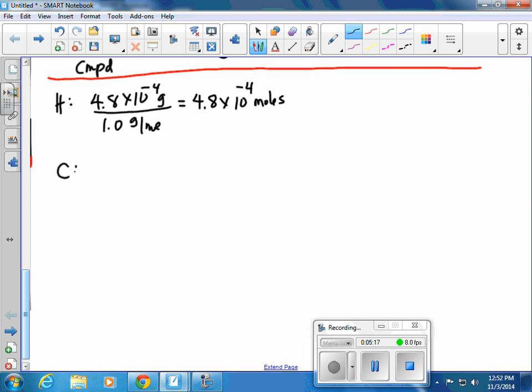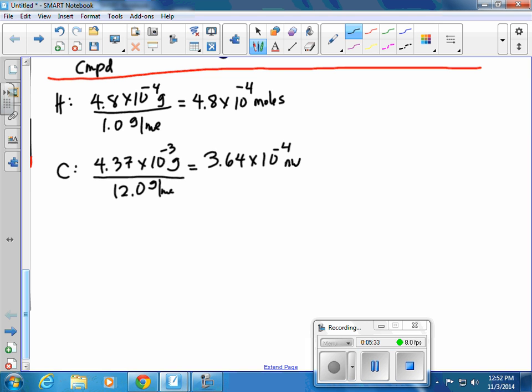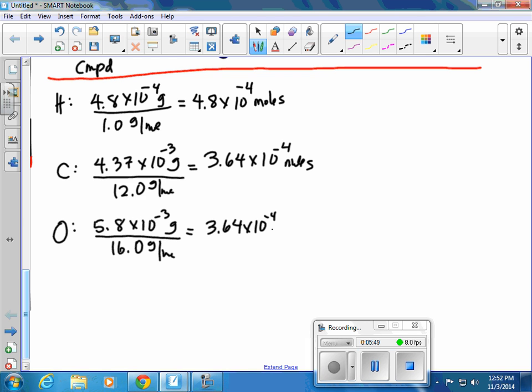Then my carbon, I figured out that I have 4.37 times 10 to the negative third grams of carbon divided by its molar mass, and 3.64 times 10 to the negative fourth moles. And I'll do the same thing for oxygen. I found that it's 5.8 times 10 to the negative third grams divided by its molar mass, which is 3.64 times 10 to the negative fourth moles.